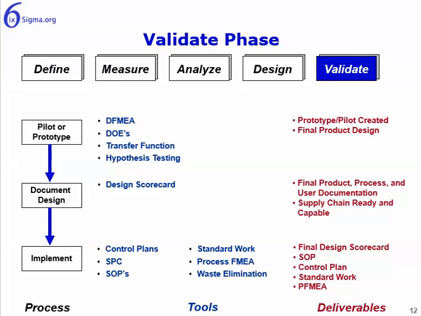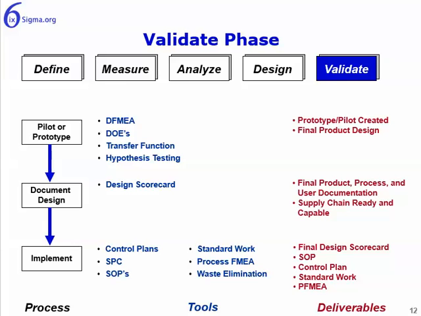On the documentation side, we want final documentation. We want to make sure that the supply chain is ready and capable. And then lastly is the final design scorecard. The SOPs are written, there's a control plan in place, standard work perhaps, and then process FMEAs.